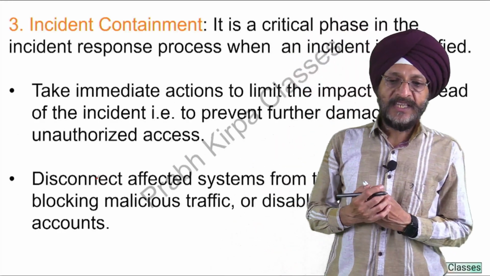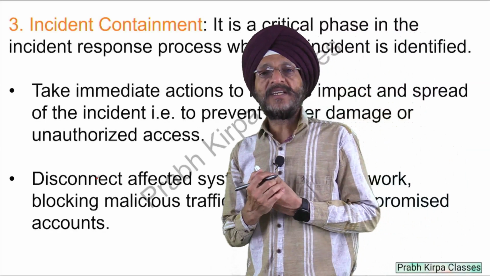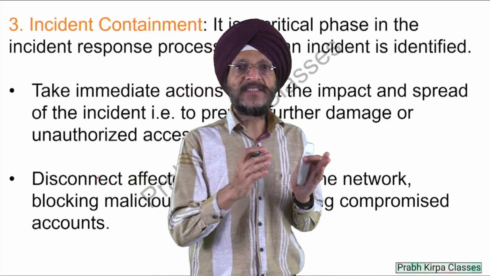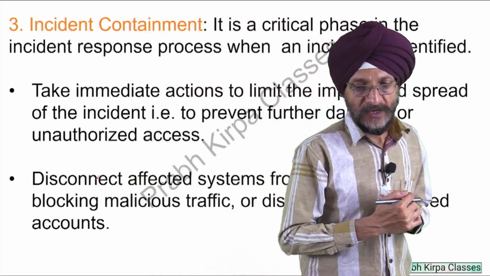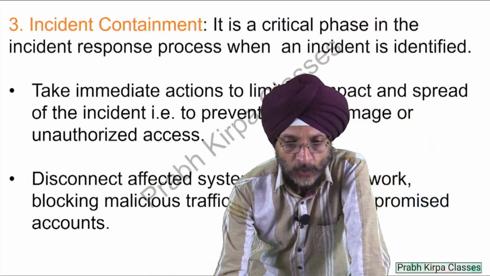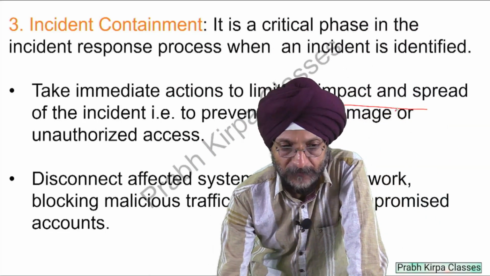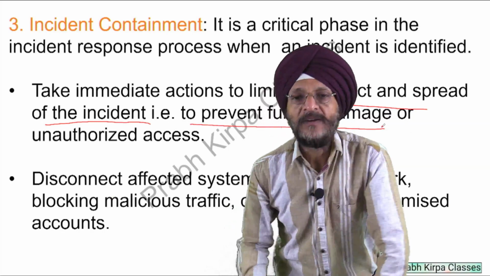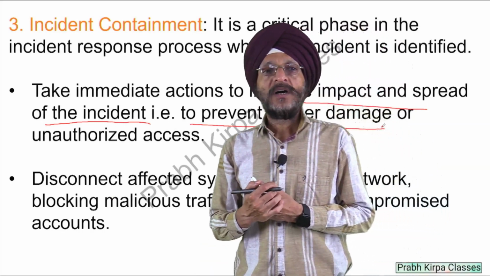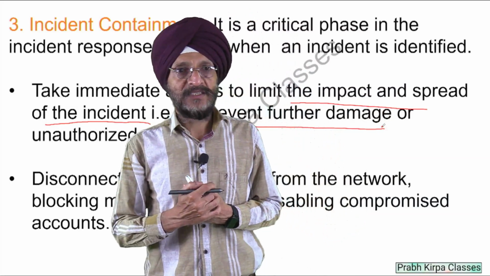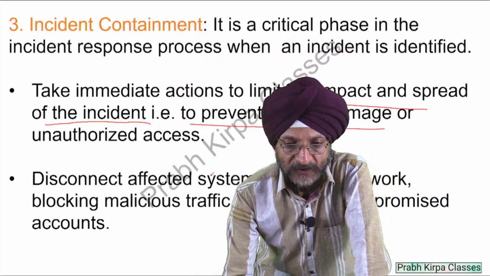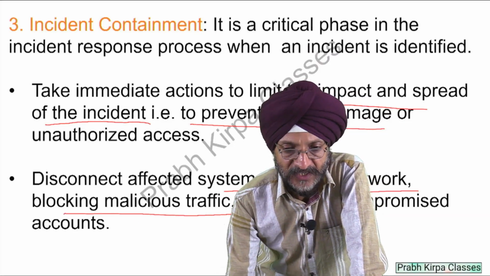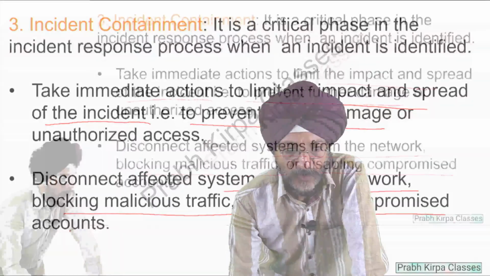Next step is incident containment. It is a critical phase in the incident response process. When an incident is identified, take immediate actions to limit the impact and spread of the incident, that is, to prevent further damage or unauthorized access. We should disconnect affected systems from the network, block malicious traffic, or disable compromised accounts.